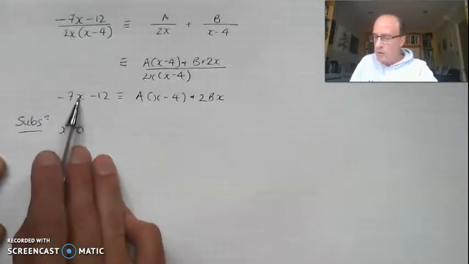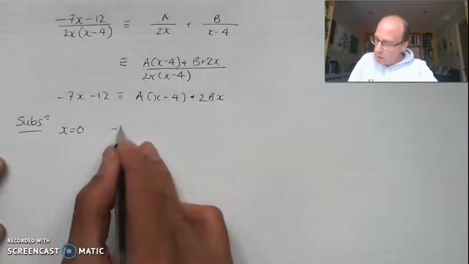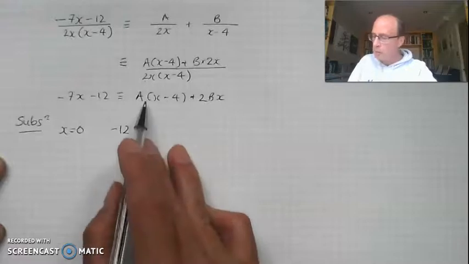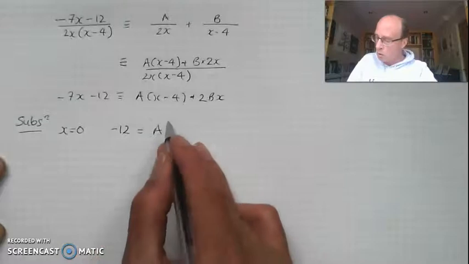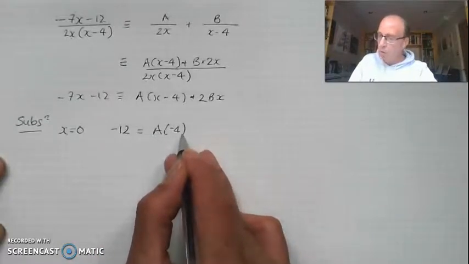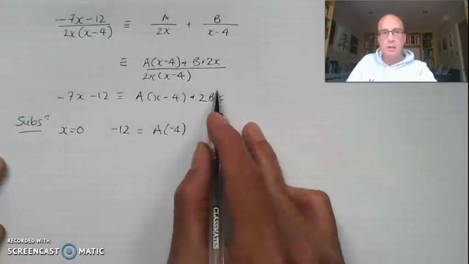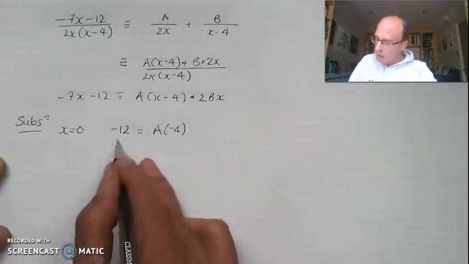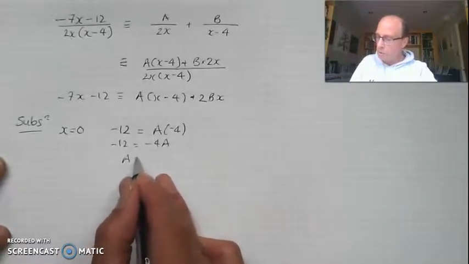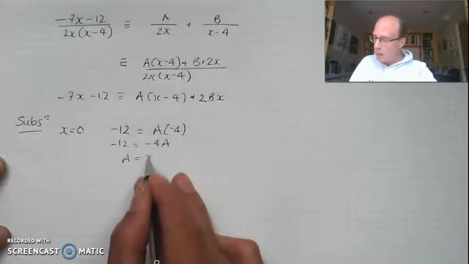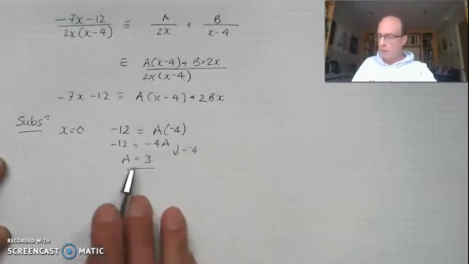So on the left, minus 7x, well if x is 0, that's going to disappear. It's going to leave me with negative 12. So negative 12 is equal to my a value, x is 0, and then taking away 4, so I'm going to multiply that by negative 4, and then I've got two lots of bx. Well, x is 0, that term's going to disappear. So I've got negative 12 is equal to negative 4a, so divide both sides by negative 4, and I've got an a value equal to 3.